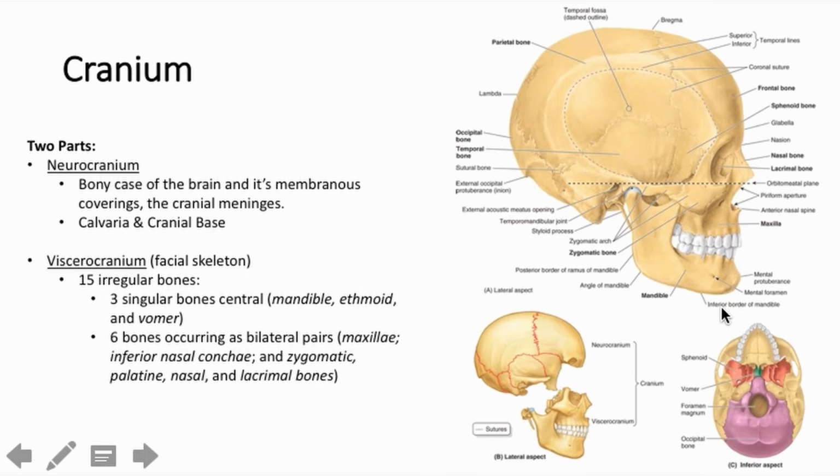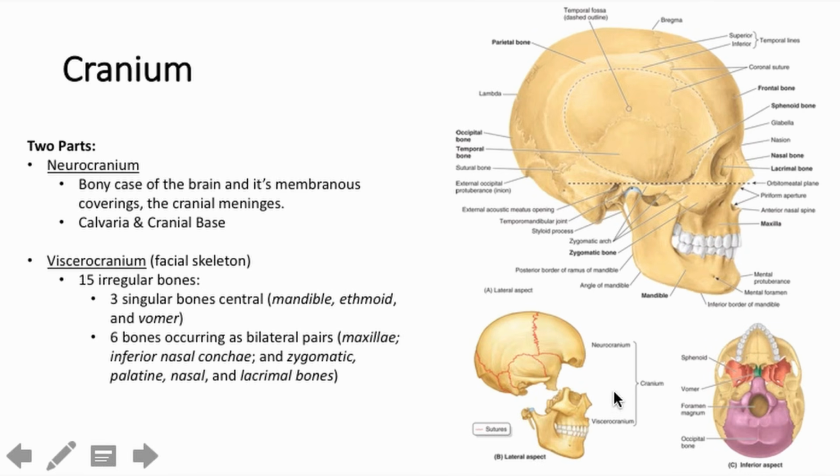So, the skull or the cranium can be divided multiple different ways, but initially we can think of it as two parts. The neurocranium is the bony case of the brain, the calvaria and the cranial base, which you can see divided up here. As you can tell from the name, neuro meaning brain, this is the area that houses the brain. Then we can talk about the viscerocranium, which is the other portion of the skull. This is known as the facial skeleton.